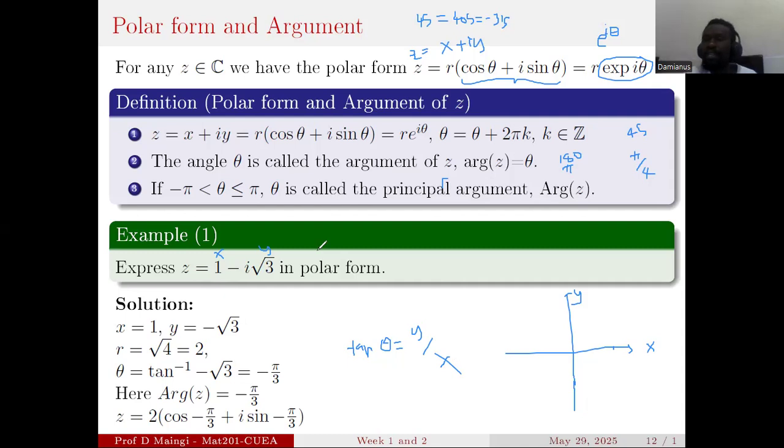The square root of 3 is how many? It's about 1.7 something, right? So it's somewhere here. So really, this is what we are talking about. So our complex number is that one. This is our Z that we're given, all right? So the angle you're looking for, ladies and gentlemen, is this one here.